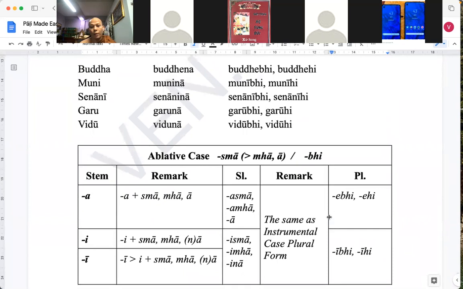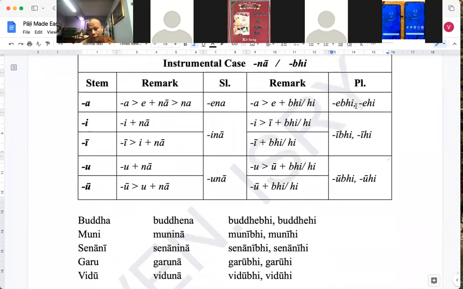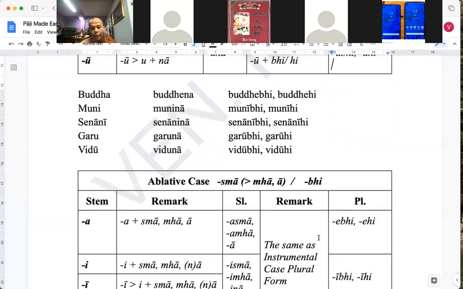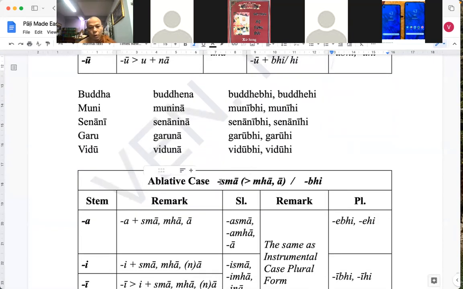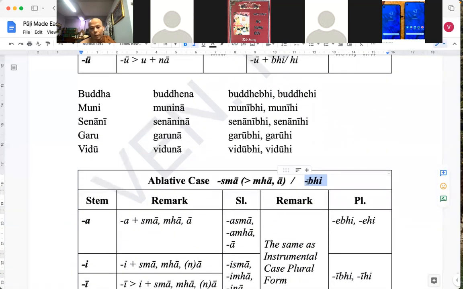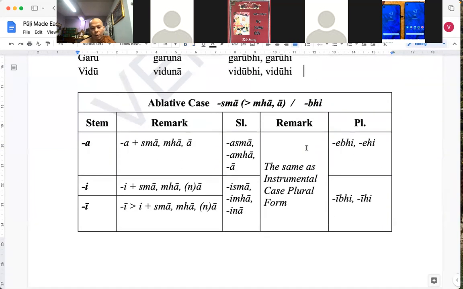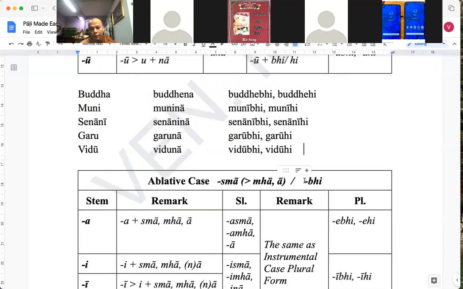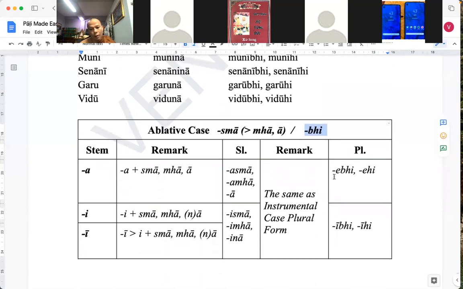Now the ablative case. Let's continue. The ablative case sign, the singular sign, is originally or primarily sama. The plural sign is bhi. So the plural sign is exactly the same as the instrumental, that is, all the forms are exactly the same as the instrumental case.